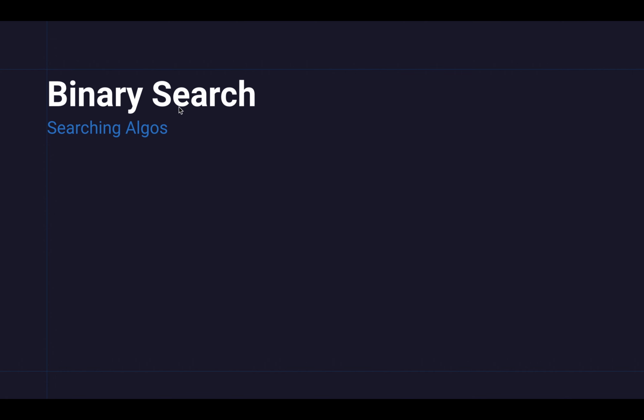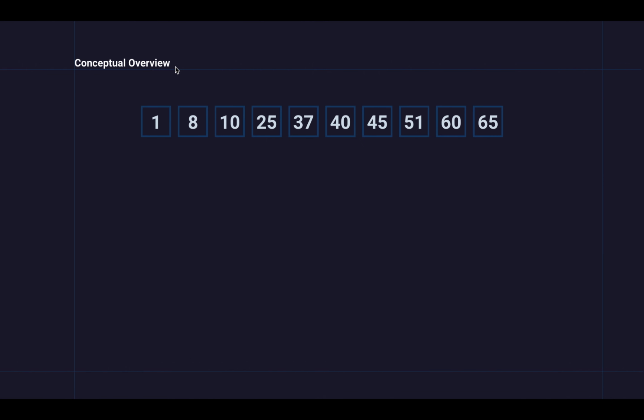So binary search is just one of the ways of searching in programming. It's a pretty popular topic, especially if you're doing computer science. It's just one of the ways of doing searching. There's so many other algorithms that handle this specific thing. So we'll take a look at the conceptual overview and then we'll implement it in code.